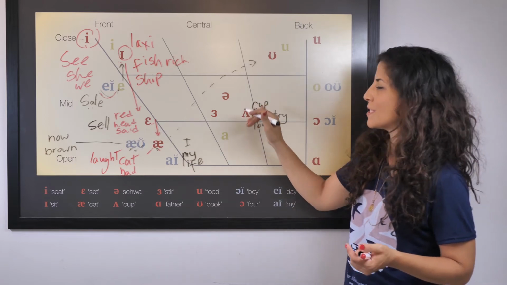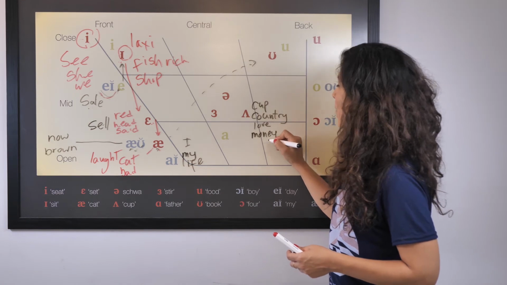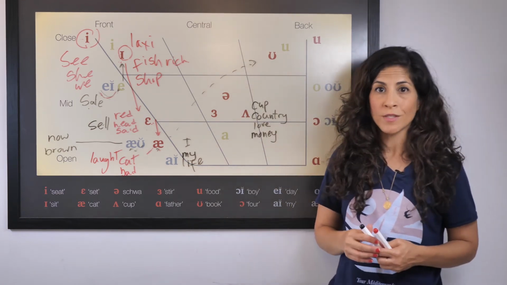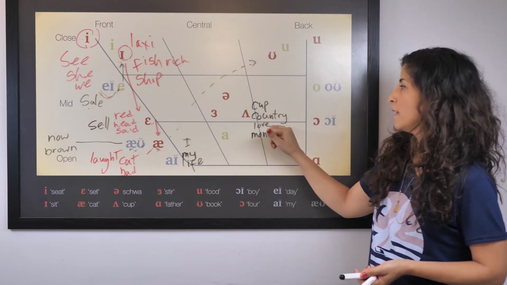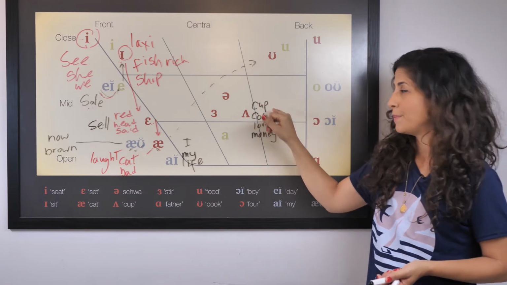And don't mind the spelling patterns, money, company, right? Don't mind the spelling patterns because the fact that there is an O doesn't mean that there is an O sound. Actually, it's a cup sound. Money, love, country, and of course, cup.